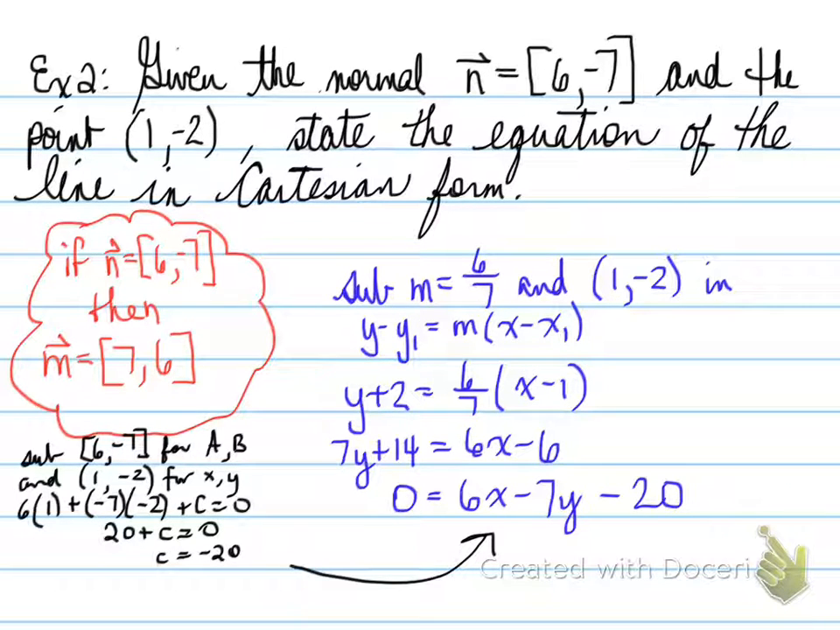So one way you did it using the way you learned in grade 9, and the other way is using our knowledge about A and B, which we just learned earlier, that A and B are our normal vectors to the line. Cool, eh? So the Cartesian equation is 6x minus 7y minus 20 equals 0.